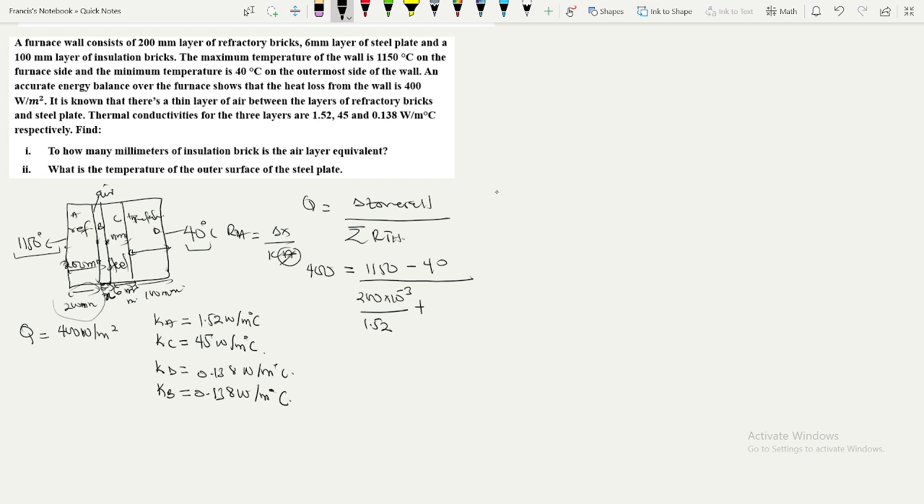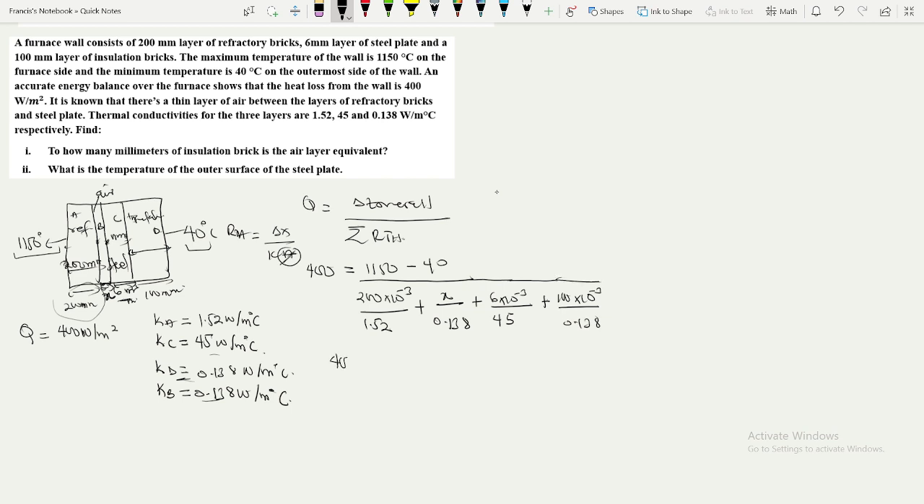And the next one is our air insulation. The air insulation has a thickness we don't know, so we are calling it X, over the thermal conductivity 0.138, plus that of the steel plate, 6 millimeters, so 6 times 10 exponent minus 3 over the thermal conductivity, that was 45, plus that for the insulation, KD, which has a thickness of 100 millimeters, all over KD, which is 0.138.